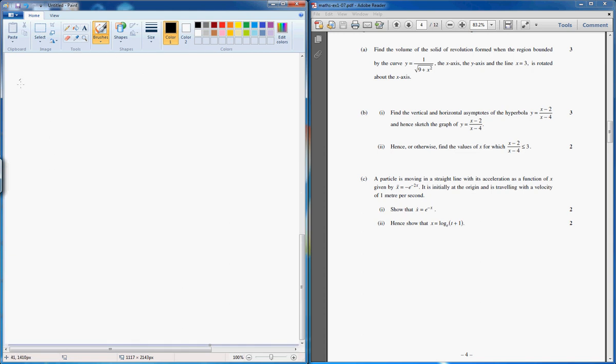Okay, now part C. It says that x double dot is equal to minus e to the minus 2x. It is initially at the origin, so at time t equals 0, x is equal to 0, and it's traveling with a velocity of 1 meter per second, so x dot is equal to 1.